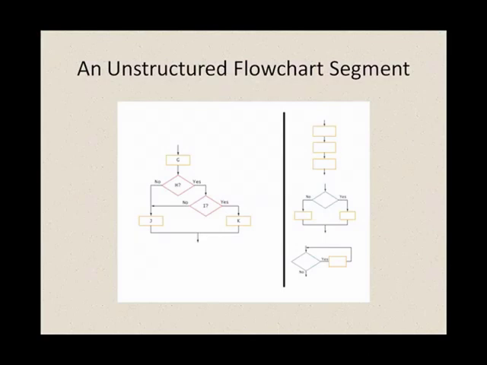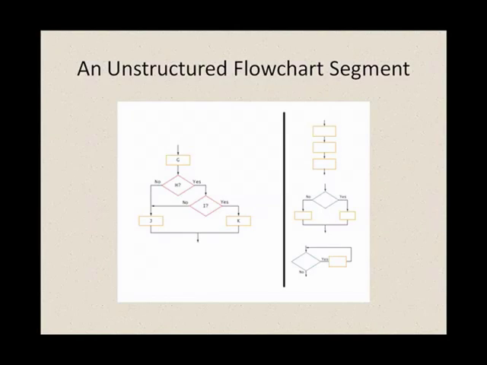In this unstructured segment, there's a process G followed by a question H. If H is no, there's a process J. If H is yes, there's a question I, and I performs either J or K. Let's take this unstructured segment and make it structured.